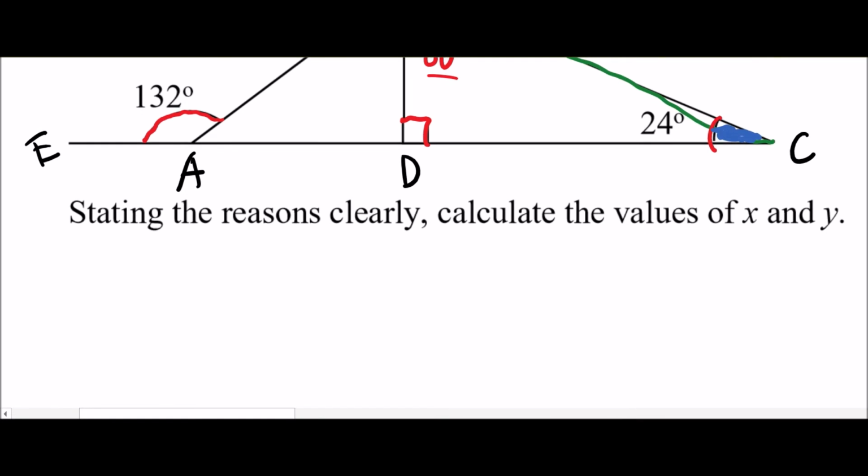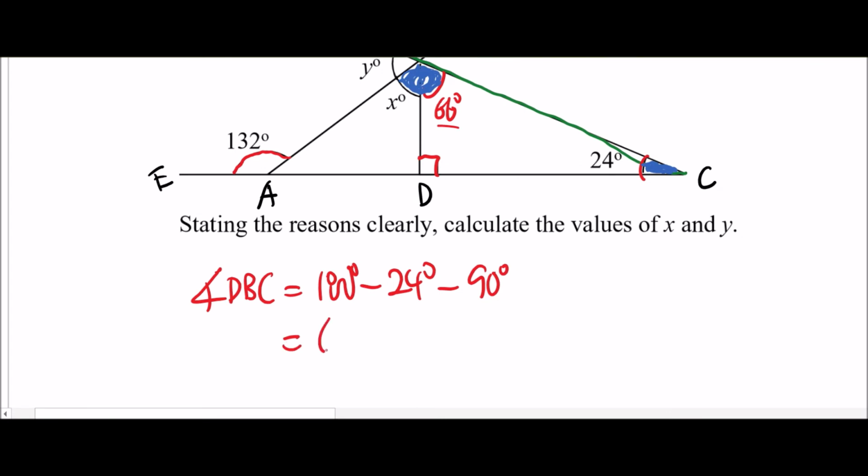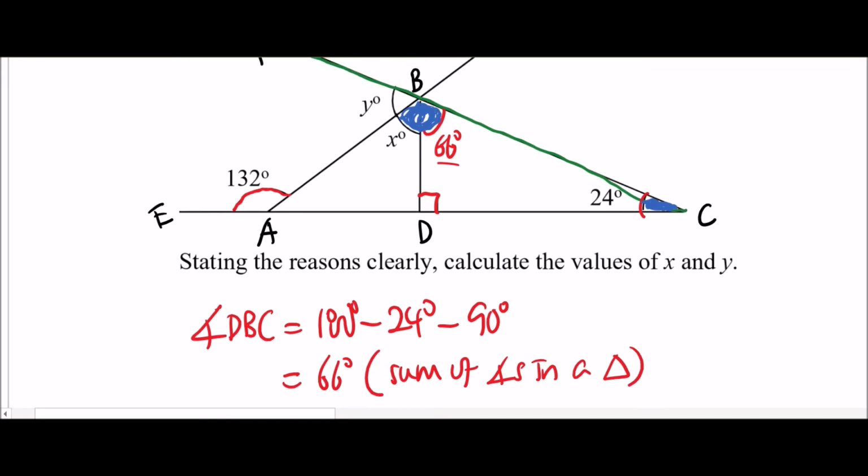Let's go ahead and redo what we've done just now, this time with the letters. So we have angle DBC equals 180 degrees minus 24 degrees minus our right angle, and that gives me 66 degrees. And what's the reason here? The reason here is sum of angles in a triangle. Okay, so now I've identified my 66 degrees. How am I going to find angle X?